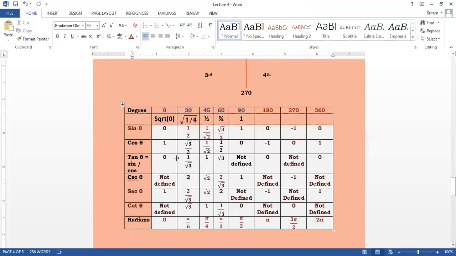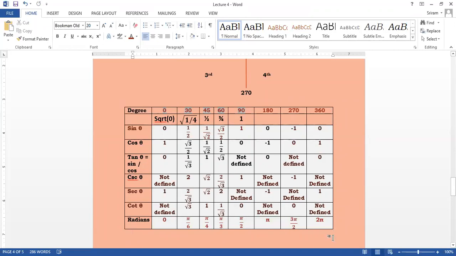0 will be 0. 30 is pi by 6, because pi is 180 and 180 divided by 6 is 30. 45 is pi by 4, as 180 divided by 4 is 45. 60 is pi by 3, as 180 divided by 3 is 60. And pi by 2, pi. And 270 is nothing but 3 pi by 2. And 360 is 2 pi.